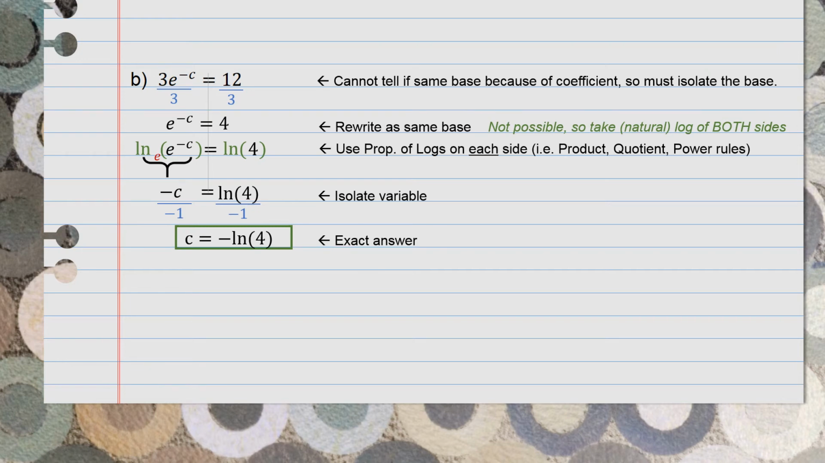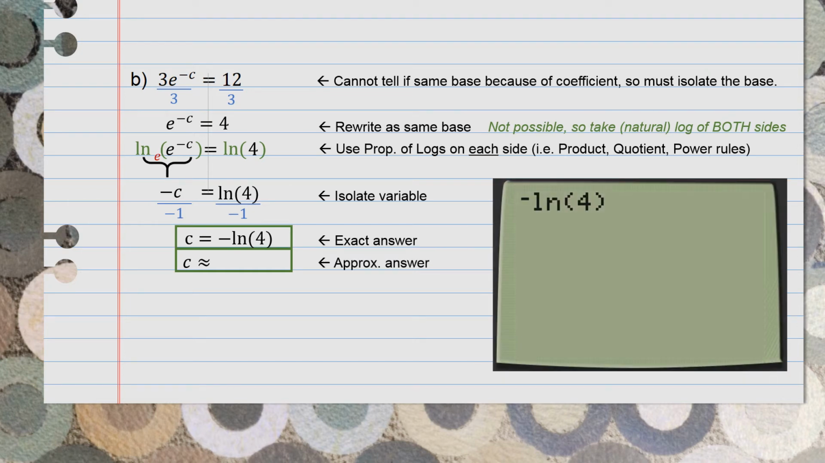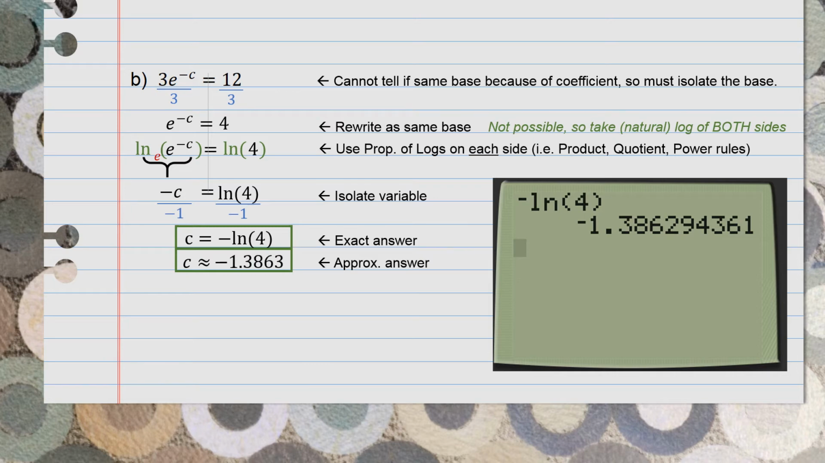Now we want to know the approximate answer, so we will need to use our calculator. In the calculator, you will type negative natural log 4 and make sure you close the parentheses. Once you've typed that in, select enter, and you should find the same values as me. Now, in this case, we are going to assume to approximate to 4 decimal places, which would give us negative 1.3863. In this case, we will need to round the fourth value up.